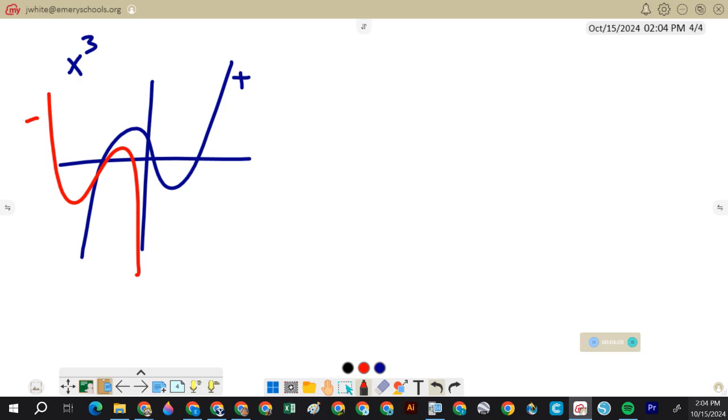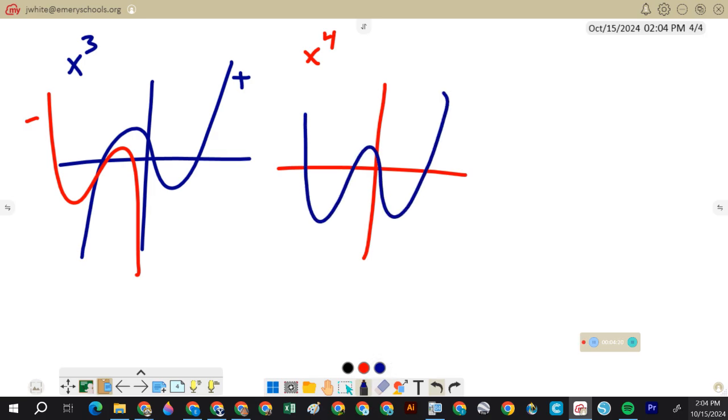Okay? What about an x to the fourth? Well, how would I draw a graph that hits the x-axis 4 times? It would have to look like a W. Is that a positive leading coefficient or a negative? It's positive, just like the parabola, right? A positive x squared has a smiley face. A negative x squared has a sad face. So this is a positive x to the fourth, and a negative x to the fourth would look like that.